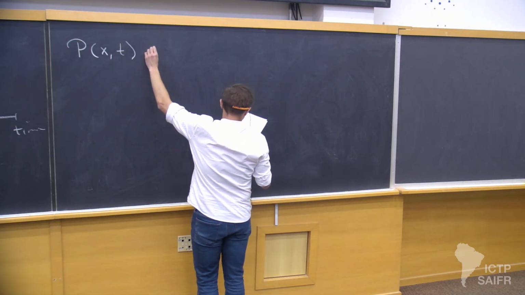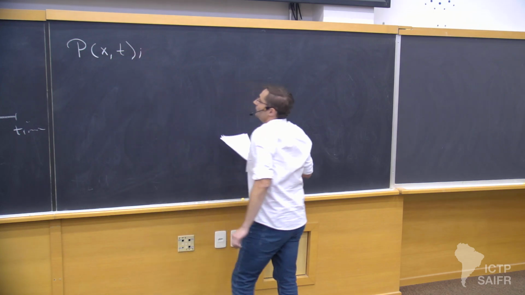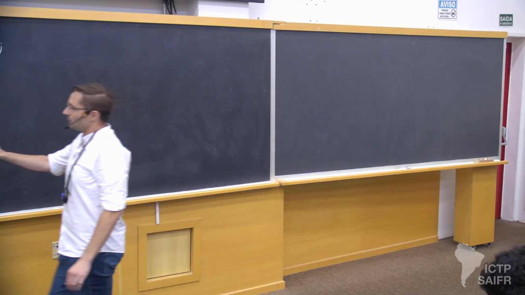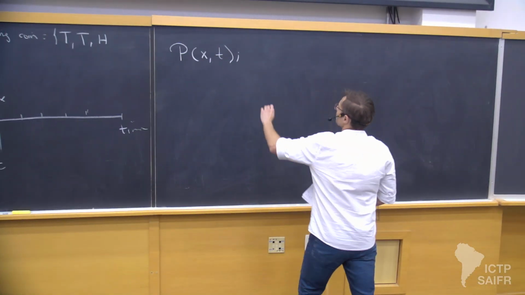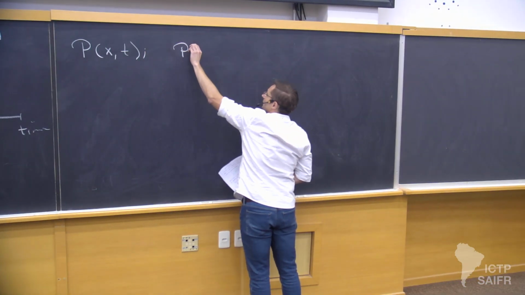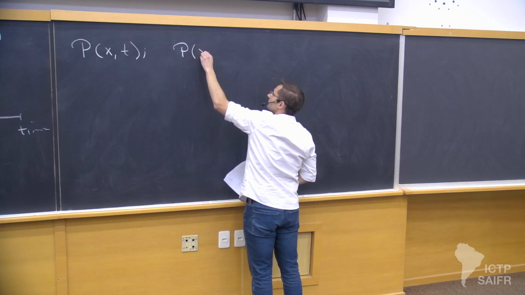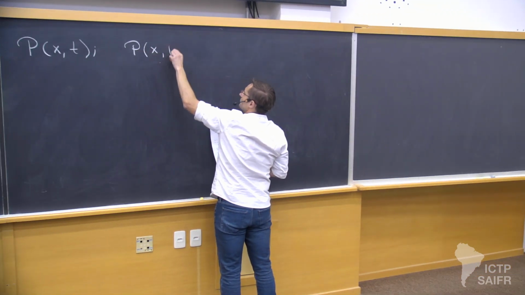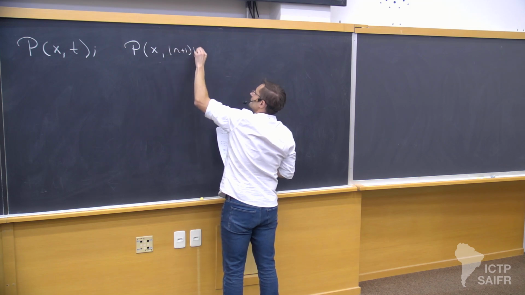So, in the simple case that I am treating now, where I have discrete time and I have discrete space, I can say, well, what is the probability that my particle is at position x at time n plus 1 tau?